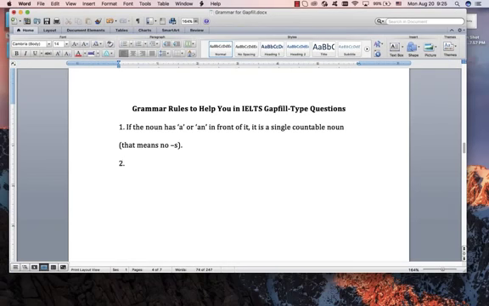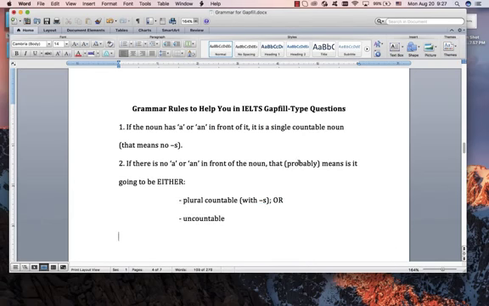So then, next rule, if there is no a or an in front of the noun, that probably means it is going to be plural countable or uncountable noun. Probably because in English it's never certain, but I'm even going to delete probably because really for your purposes it's going to be pretty much all of the time. So I'll delete probably. That means that's fine. We will see later there's some other information that we can get to decide between these two.